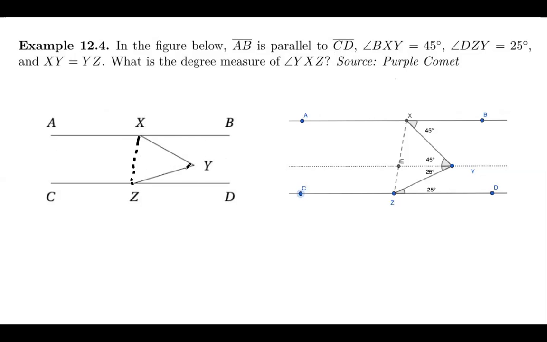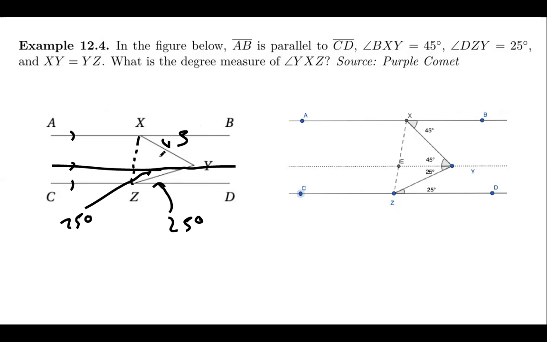And then one other thing we can do is note that these two lines are parallel. What if we just drew another parallel line through Y? And that means that ZY and XY are now transversals. So we saw that DZY is 25 degrees. That makes this part 25 degrees as well. And we also saw that BXY equals 45. So that makes the other part here 45 as well. And if we add those two together, 25 plus 45 equals 70 degrees.